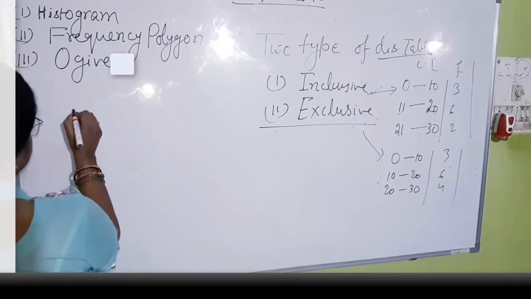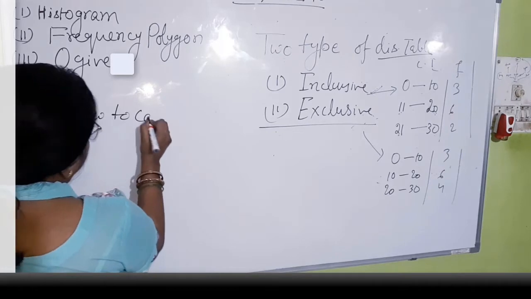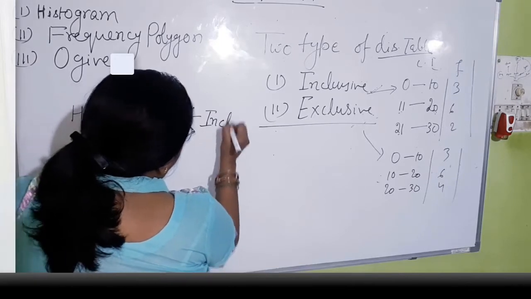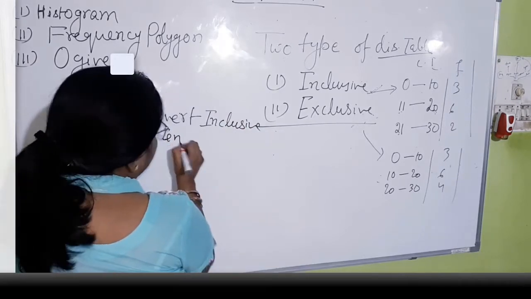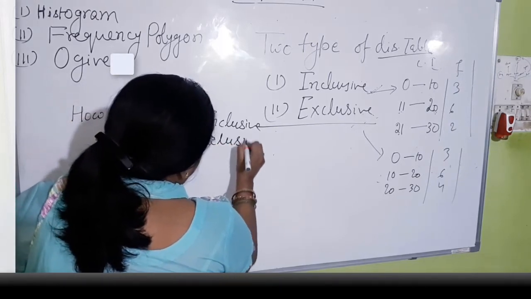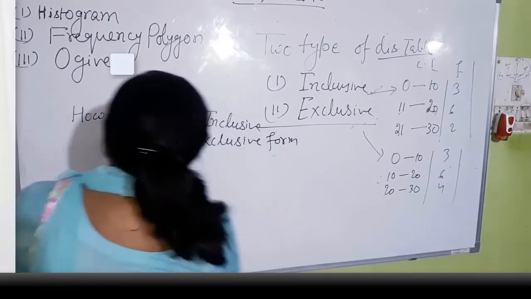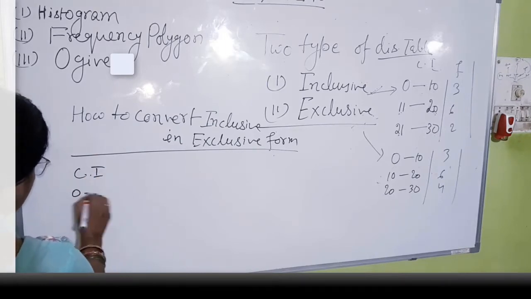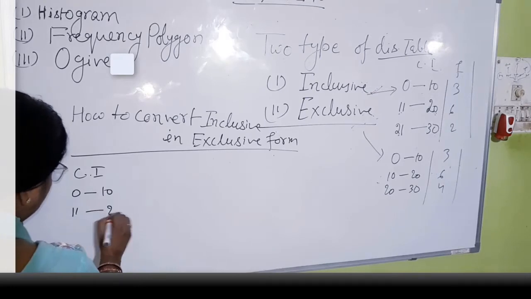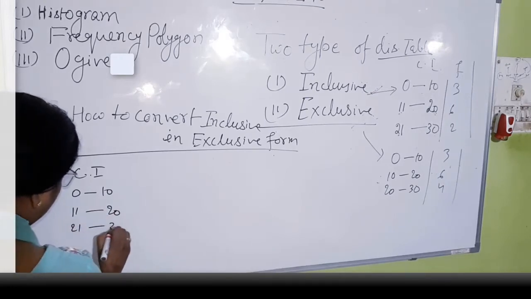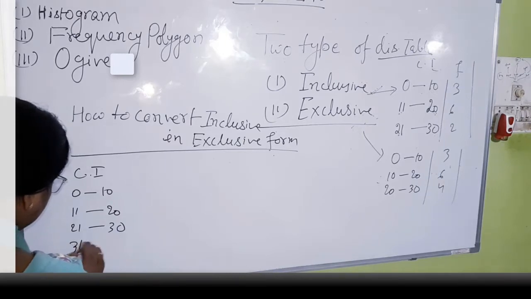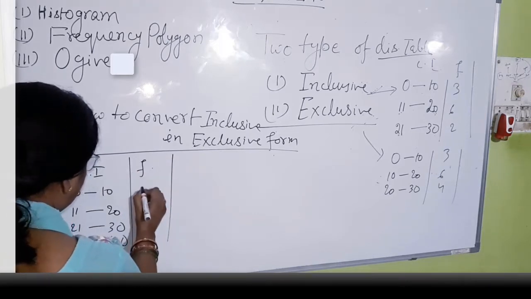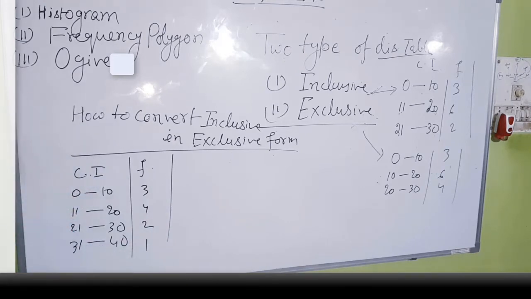Then this inclusive form we will convert into the form of exclusive. Now, how to convert inclusive into exclusive form. Suppose one example: class interval is 0 to 10, 11 to 20, 21 to 30, and 31 to 40 is given, and their frequencies are 3, 4, 2, 1. Like these, frequencies are given.